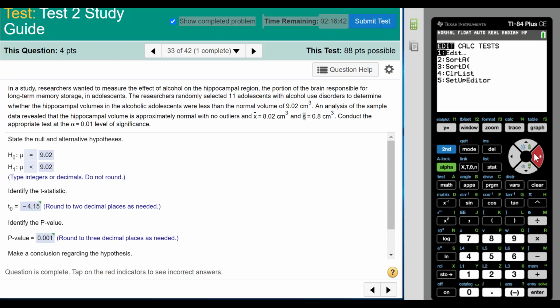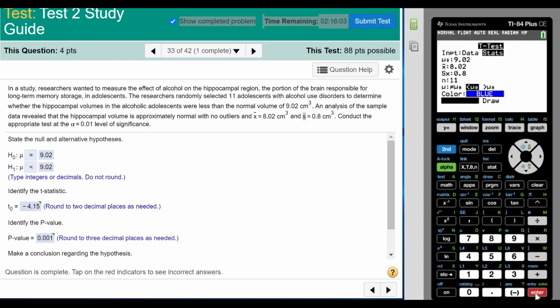So you just go to stat, tests, t-test. Mu0, we're testing against 9.02. X bar is, what did he give? 8.02. S is 0.8. N is how many? 11. And we're testing that the mean is less. The alternative sign is less than, so you have to select less. Don't forget, you have to select and press enter.